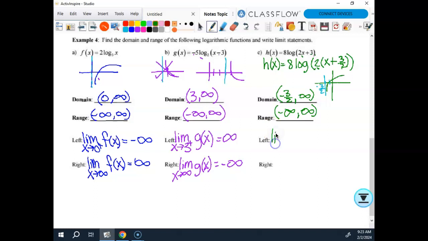My limits, see if you can get those written out. What questions you got? Good? Awesome. All right, grab your other sheet of paper.